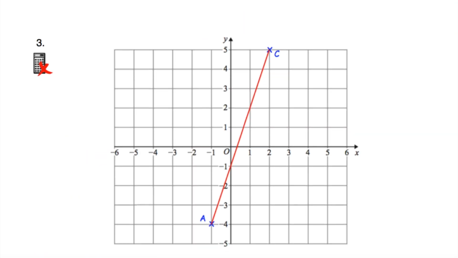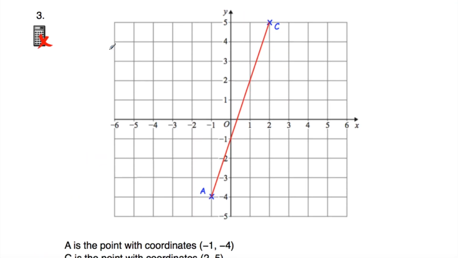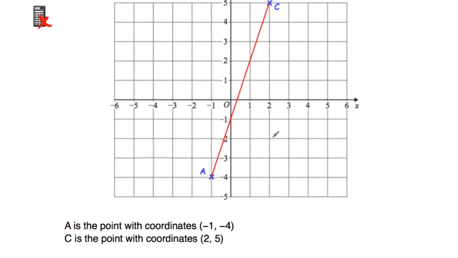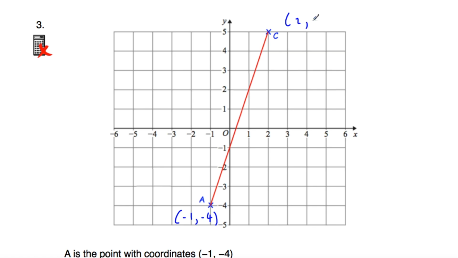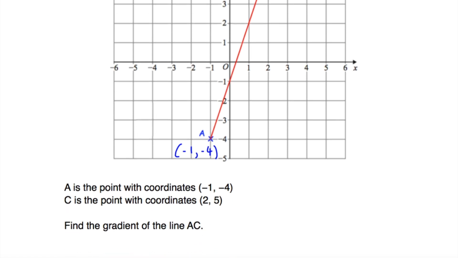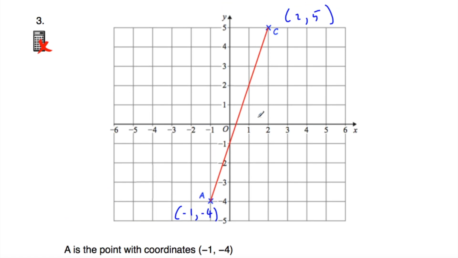Okay, let's look at our next question, question number 3. We've got another grid, and we've got the points A and C, and we've got the coordinates of both of those points. A is the point with coordinates -1, -4, and the point C is the point with coordinates 2, 5. And the question says to find the gradient of the line AC. So we want to find the gradient of that line.